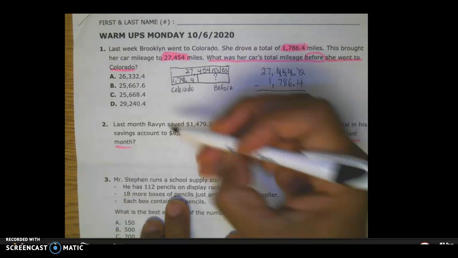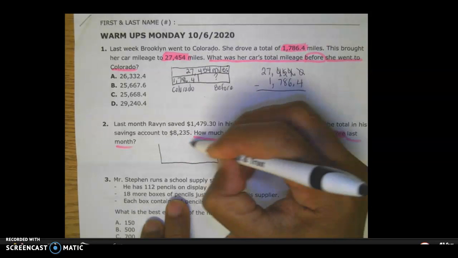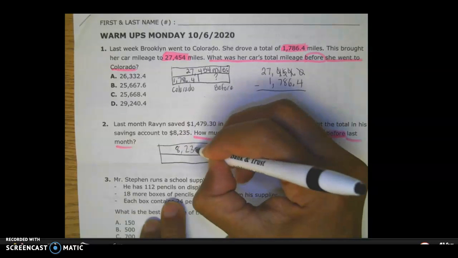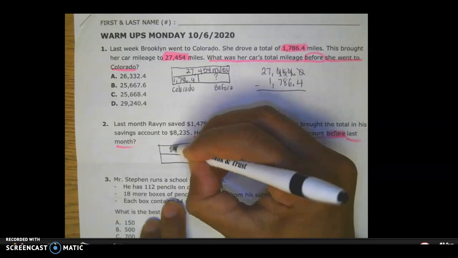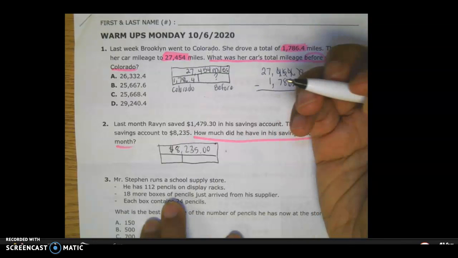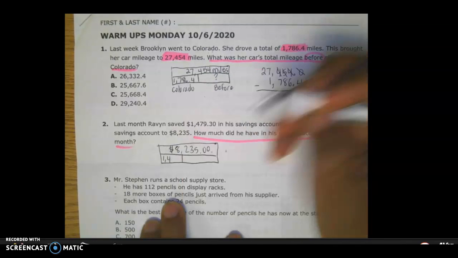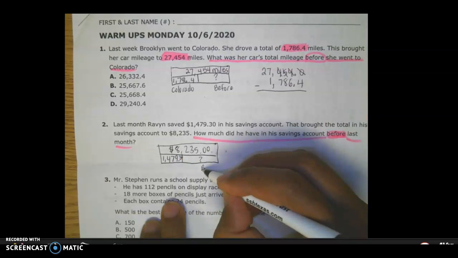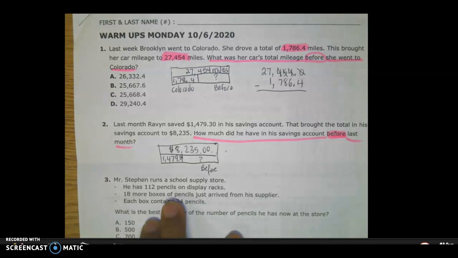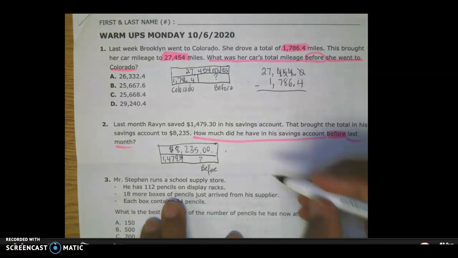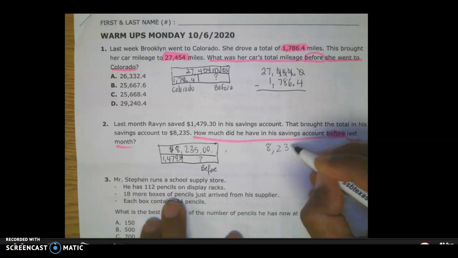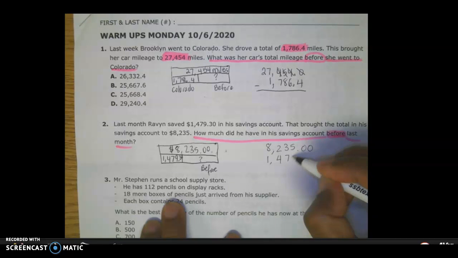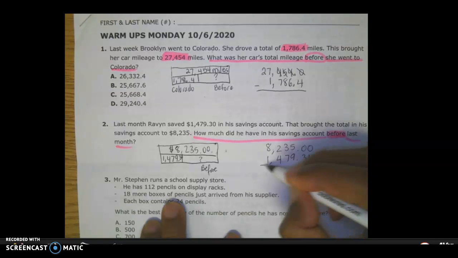So if you draw your strip diagram, the total is 8,235 and 0 cents. And he's put 1,479 and 30. And the question is how much it was before. Right? So you subtract 8,235.00 and 1,479.34. Subtract.